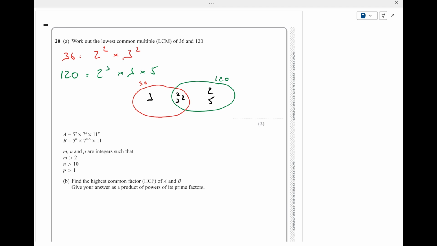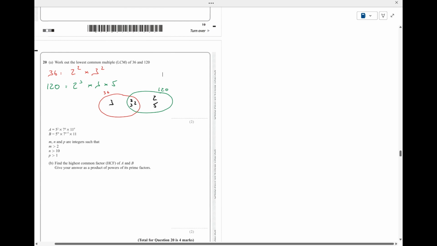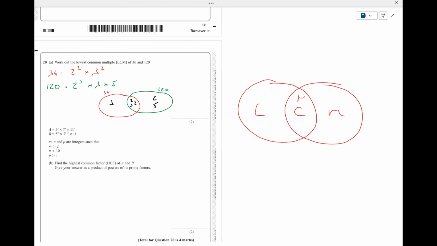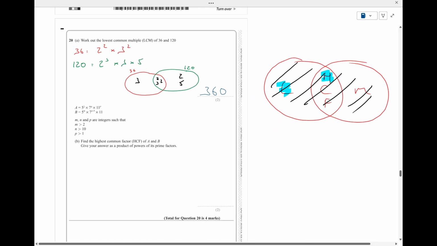So the lowest common multiple, remember if you're doing a Venn diagram, let me do that bigger so I can show you properly. If you're using the Venn diagram method, you can remember this diagram. LCM, HCF. The H goes in the highest spot, the L goes in the left-hand spot. And that tells me that LCM is all of those. So 3 times 2 times 2 times 3 times 2 times 5. 360 is the lowest common multiple of 120 and 36. Right.